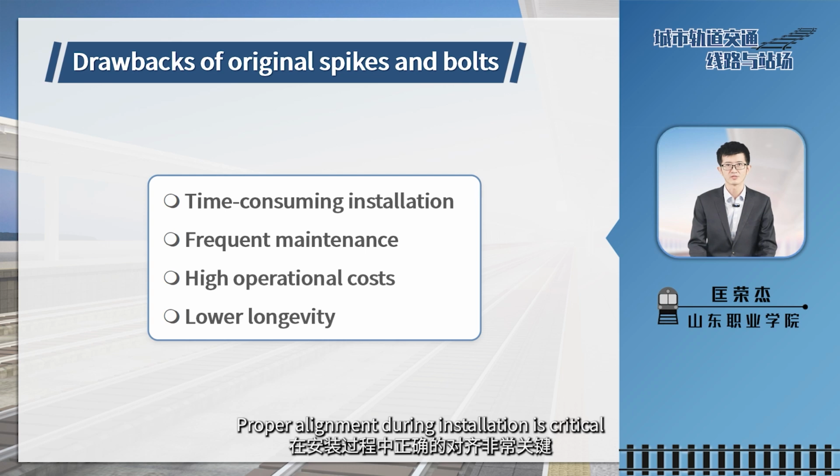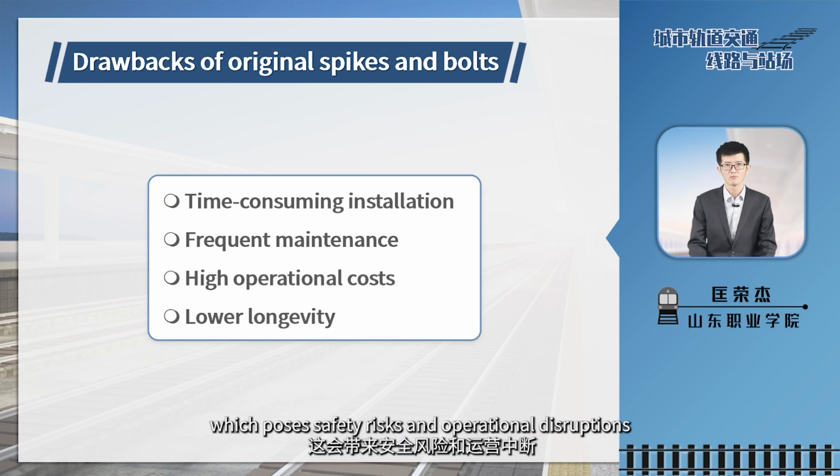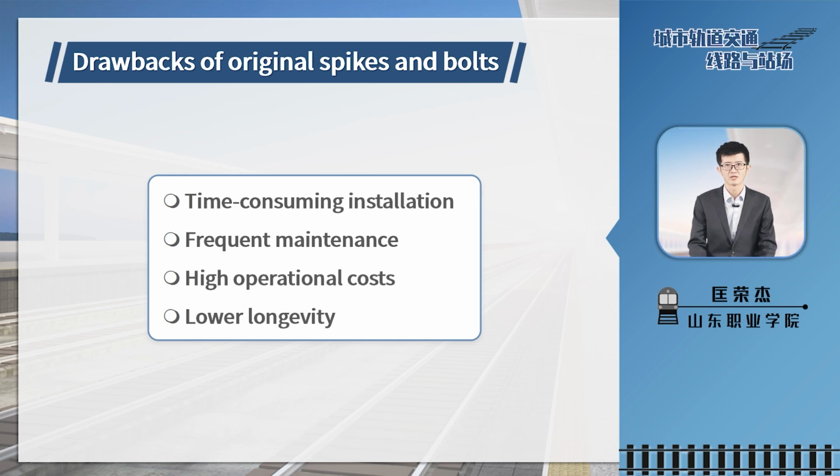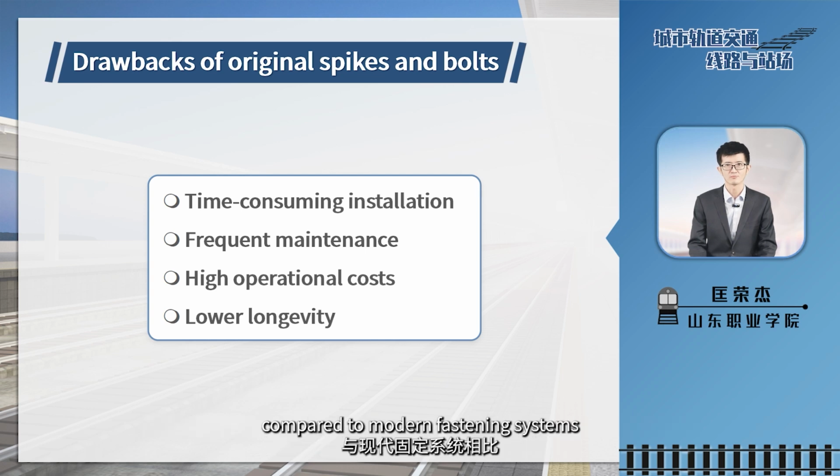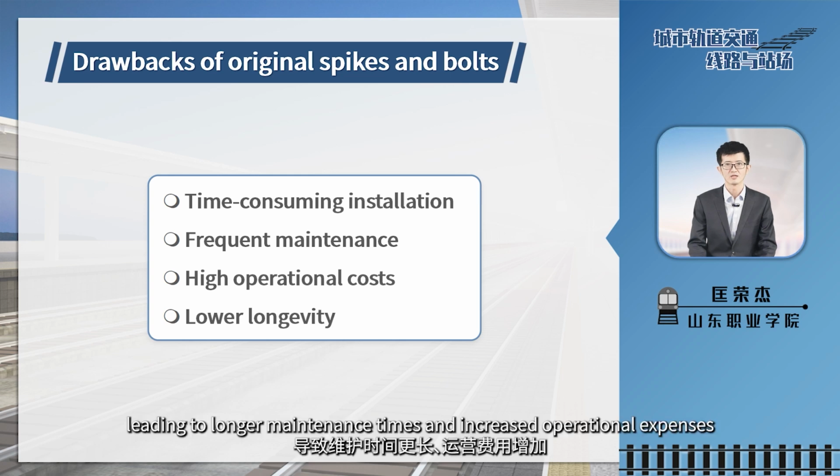Proper alignment during installation is critical, as incorrect placement can result in track misalignment, which poses safety risks and functional disruptions. Installing those bolts is a more complex and time-consuming process compared to modern fastening systems, leading to longer maintenance times and increased operational expenses.